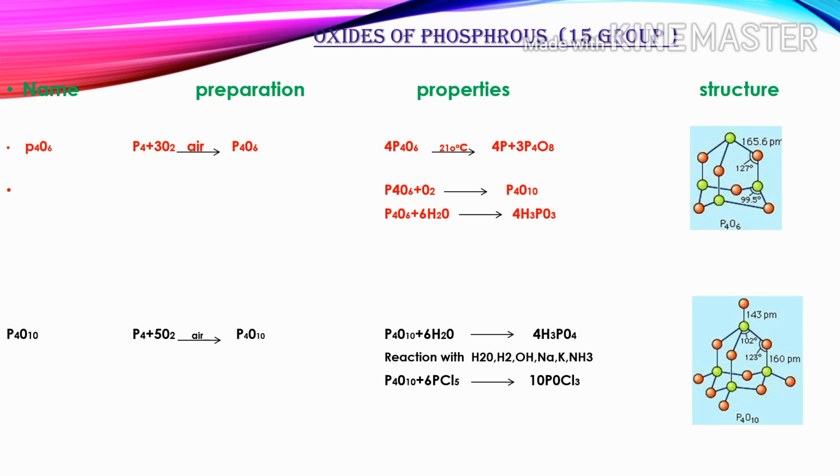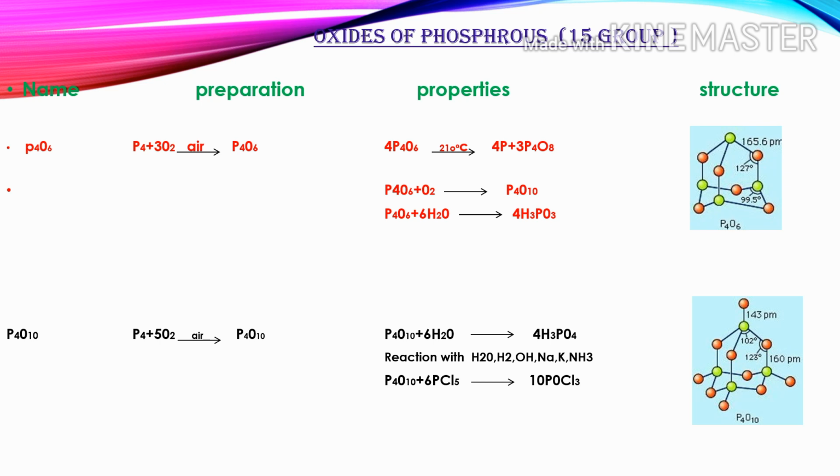See the structure of phosphorus trioxide, and the next oxide is phosphorus pentoxide. The formula of phosphorus pentoxide is P4O10. Burning phosphorus in excess of dry air gives phosphorus pentoxide. So this is the preparation of phosphorus pentoxide.